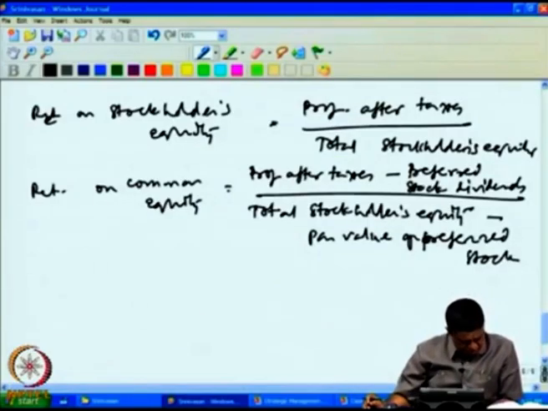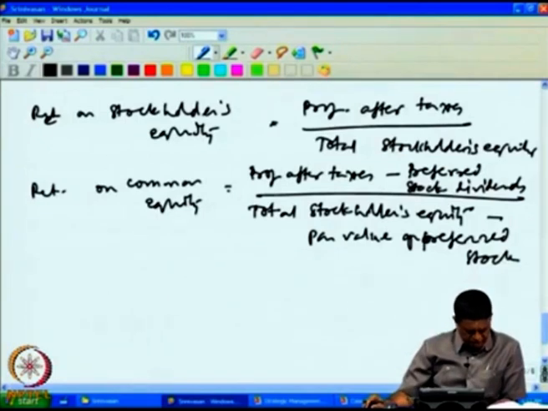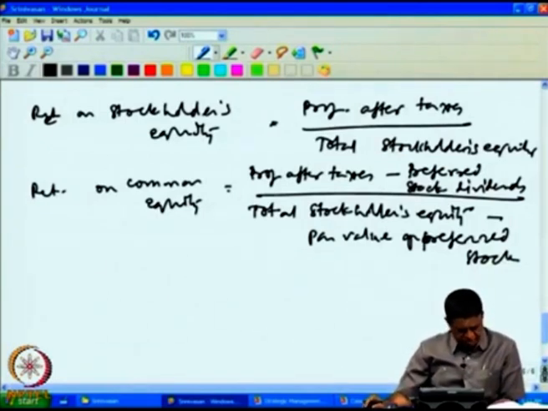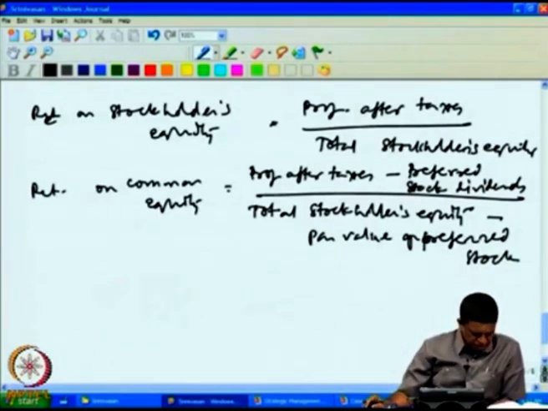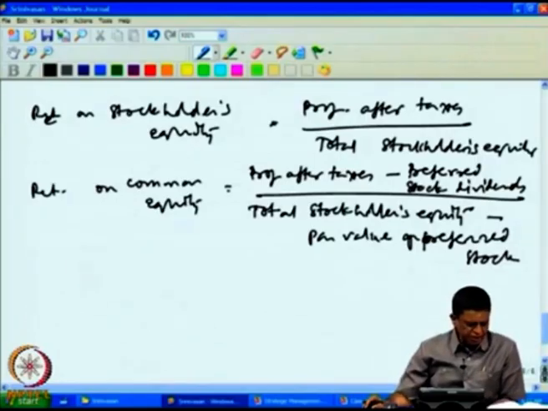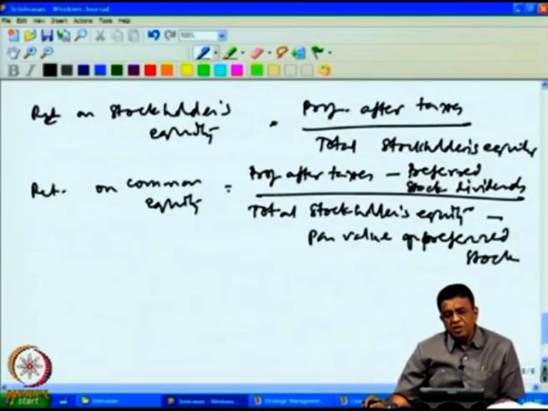What does this give you? It gives you a measure of the rate of return on the investment that the owners of the common stock have made in the enterprise. That means to say, let us say you have some 100 people investing in a particular enterprise.